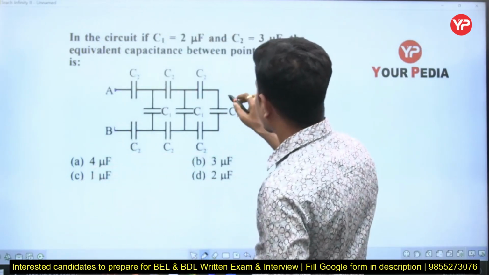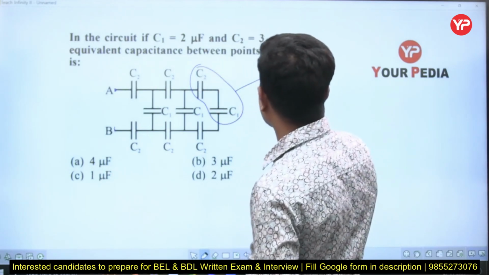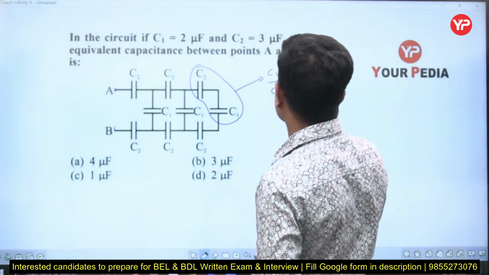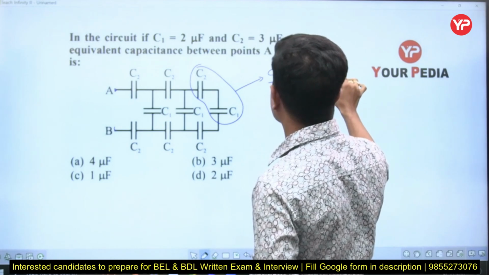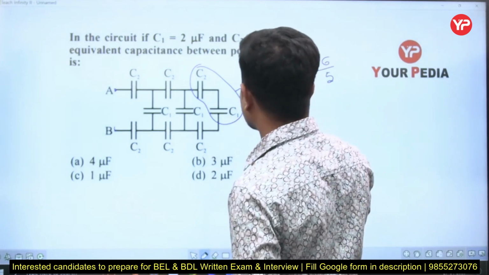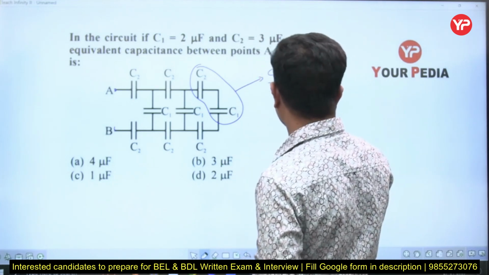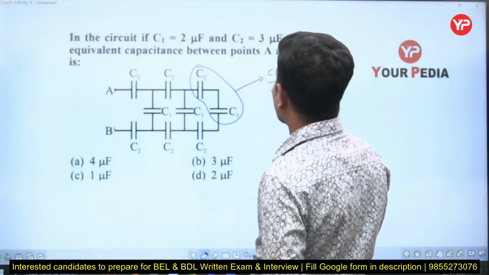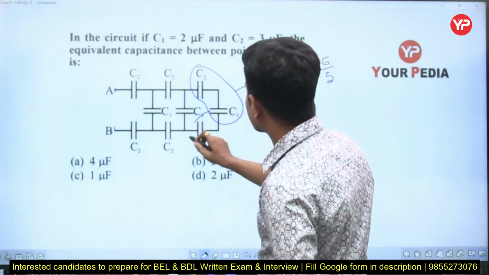Capacitances in series follow the formula like parallel combination of resistances, C1 C2 by C1 plus C2. How much is C1 C2? 3 into 2, 6, divided by 5. Yes, this is 6 by 5. Oh, I have one more in series. I forgot to take this, this is also in series.